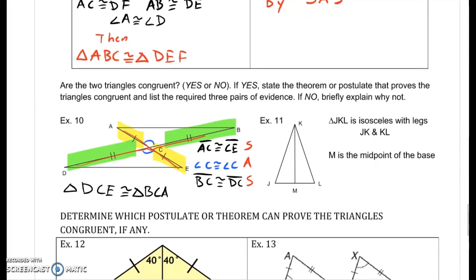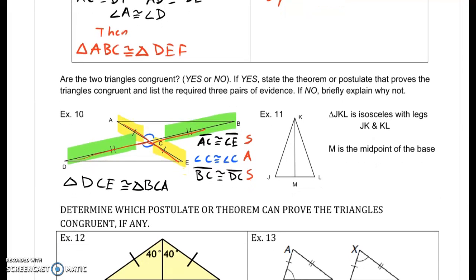And for 11, it says it is an isosceles triangle. So we know those two sides are the same. M is a midpoint, meaning these two pieces are the same. Keep in mind, they share this side, which means it's going to be the same. So we can easily say that triangle JKM is congruent to triangle LKM. This one is by side, side, side. And the previous one was by side, angle, side.